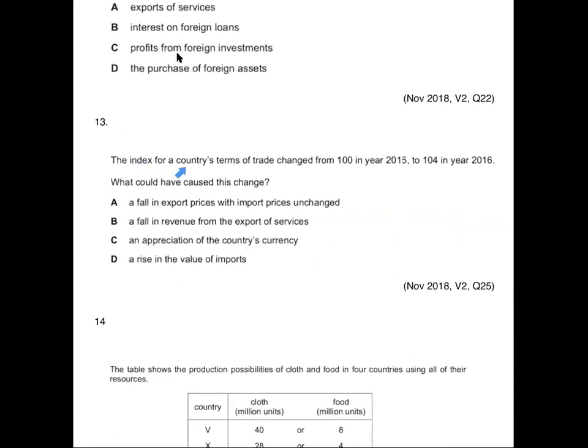The index for a country's terms of trade changed from 100 to 104. So the terms of trade is going up. What could have caused this change? Anyone?